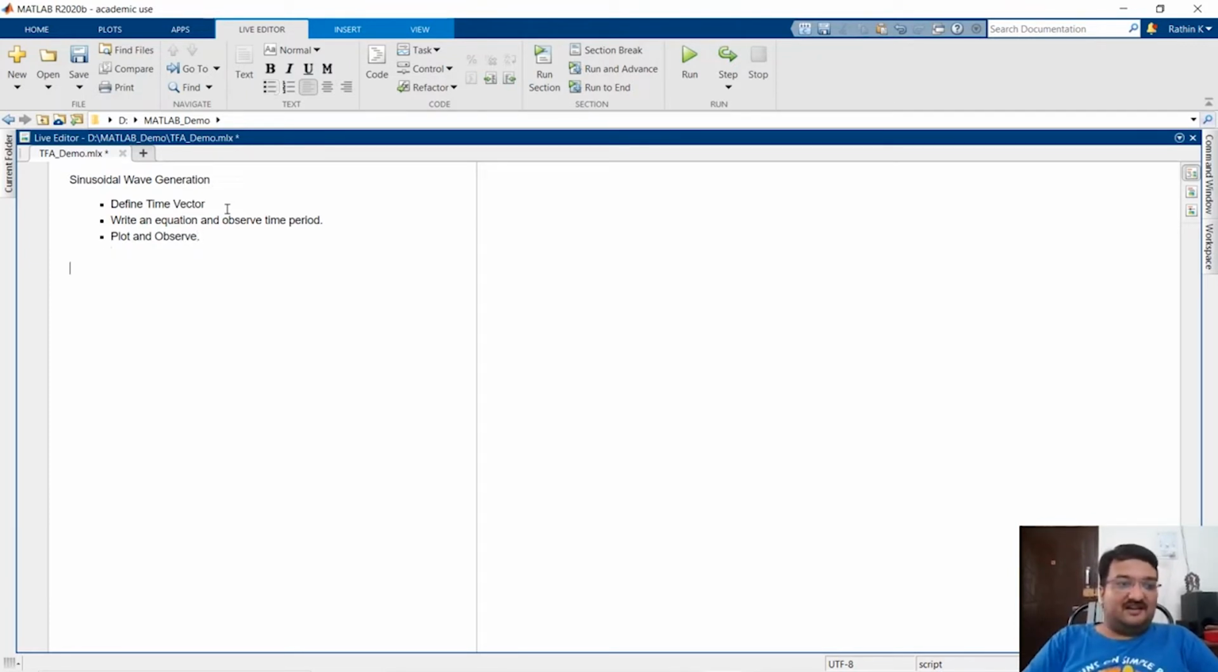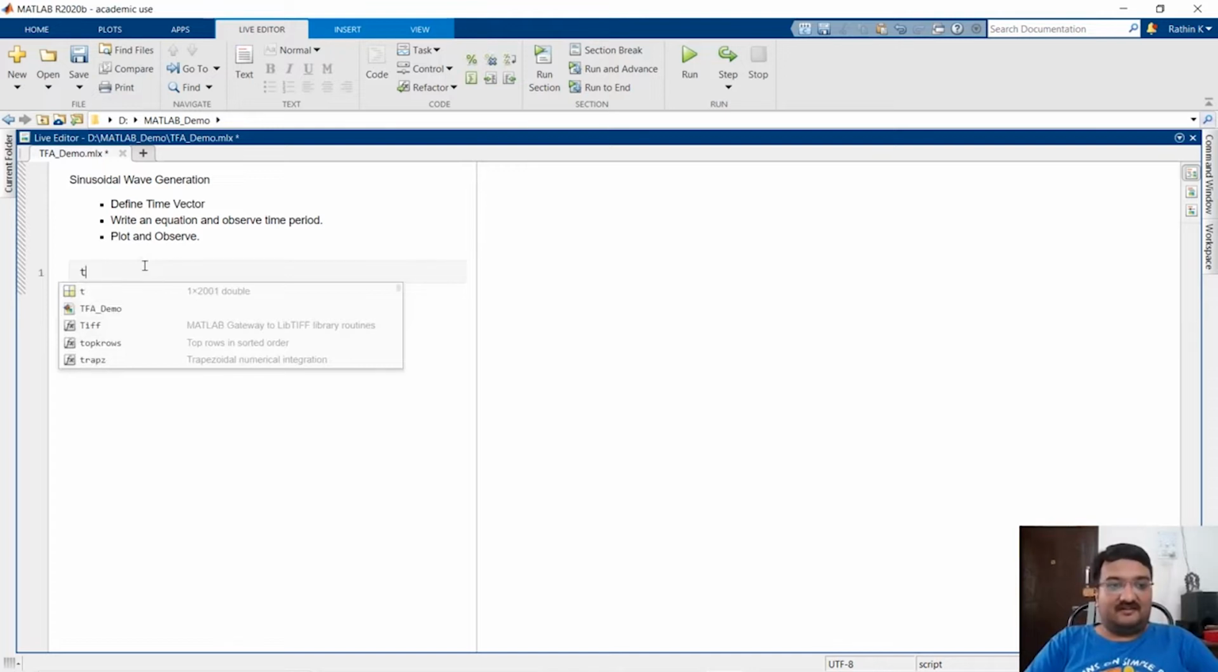Now let's realize this by converting it into code. As discussed, we'll first define the time vector t. Let me define it from 0 to, let's say, 10 seconds, but I want it at every millisecond. So this is my resolution: an increment of 0.001 second, that is 1 millisecond, for 10 seconds. This is how my time vector is defined.